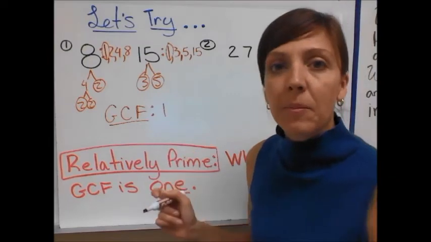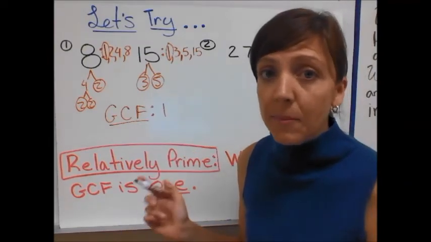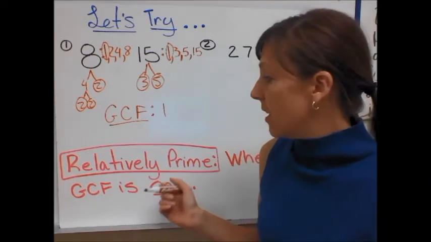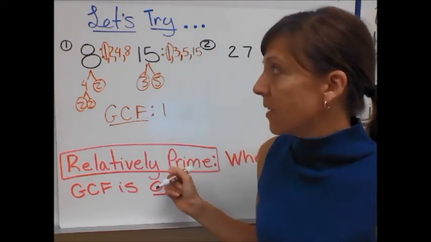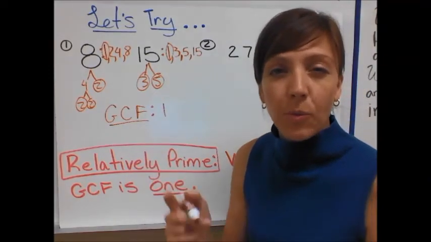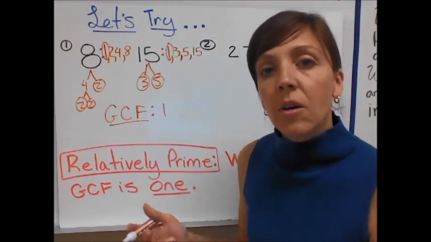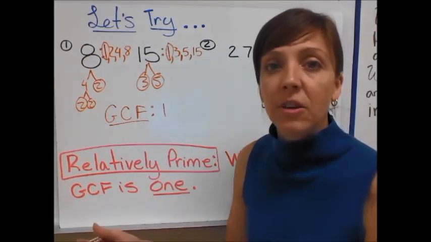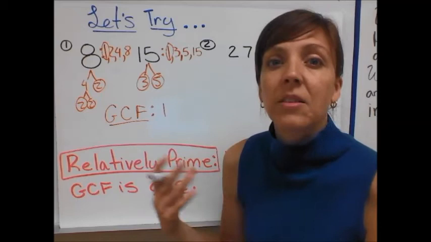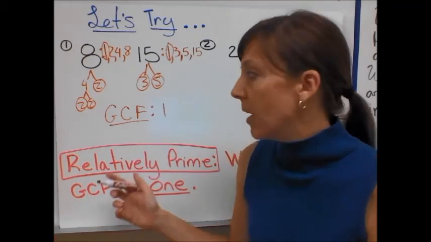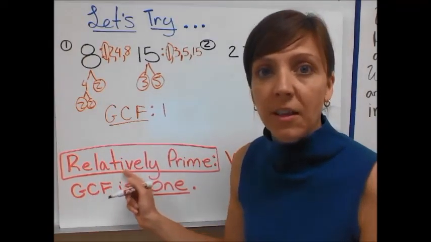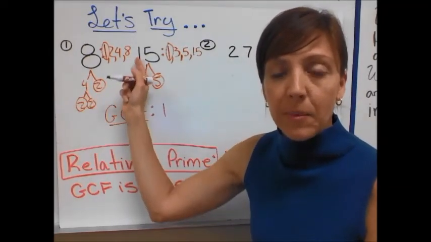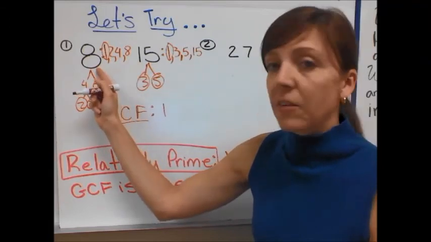Think of prime. Prime numbers got nobody but 1 and themselves. So prime means that a number only has 2 factors, 1 and itself. Well, relatively prime, a relative is somebody you're related to. So that means that there's more than one person. Relatively prime, you can think that this number has another friend, a family member, and they're relatively prime.